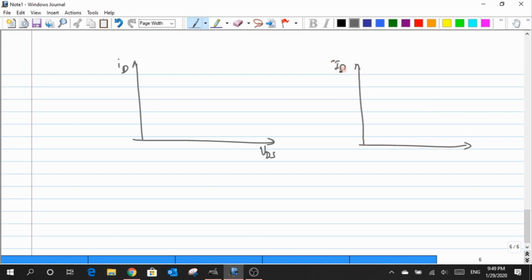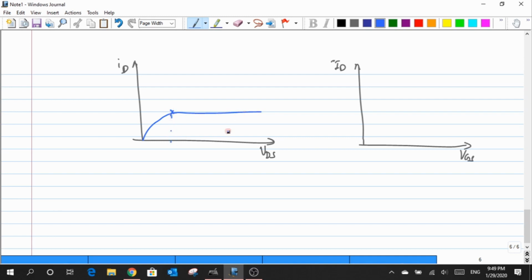Let me draw two graphs. One is ID versus VDS. The other one is ID versus VGS. Now we know that for a given value of VGS, there is obviously a current, and this current is almost constant the moment I enter into the saturation regime.